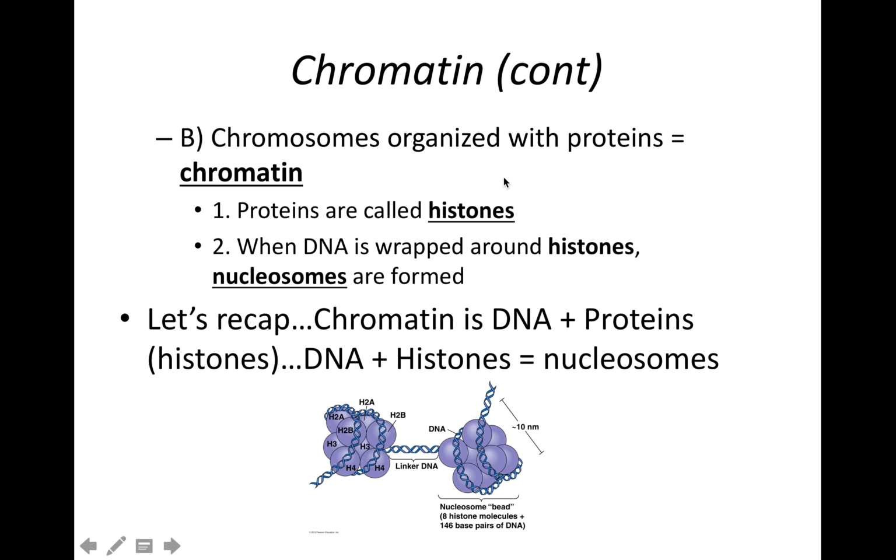Chromosomes are organized with proteins, and so we call that chromatin. Those proteins are called histones. And so when DNA is wrapped around histones, a nucleosome is formed. So to recap a lot of vocab here, chromatin is DNA plus proteins. Those proteins are called histones. When you have DNA wrapped around histones, you get the nucleosome. So hopefully you got that.